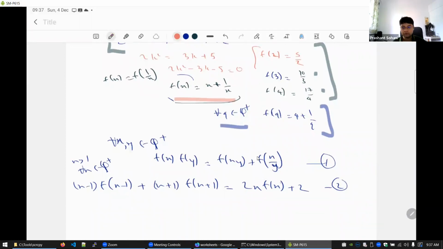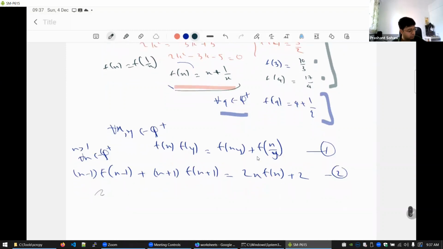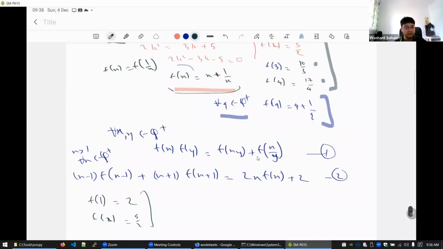And how can we proceed from here? What we have found so far are the values of f of 1, f of 2, f of 3, all of those things. So our guess is that f of q is q plus 1 by q. The first thing we will see is that now that we have found f of 1 and f of 2, we know f of 1 is 2 and f of 2 is equal to 5 by 2. With these two pieces of information, which new values can we find?